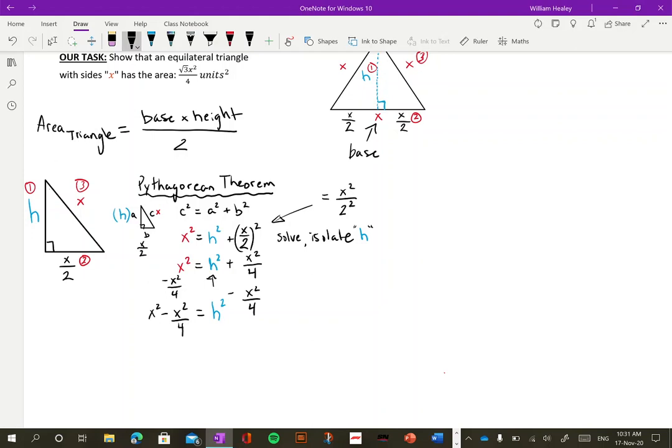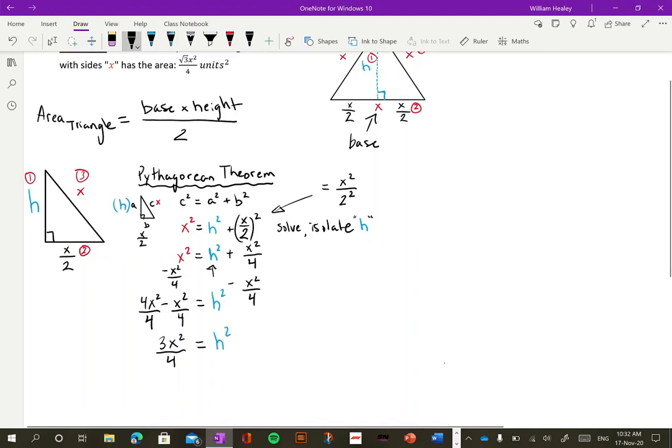x squared minus x squared divided by 4. In order to subtract fractions, we need to make them the same denominator. So this is the same as 4x squared over 4. When we subtract, we end up getting 4x squared minus 1x squared. That's 3x squared divided by 4. And that's going to be equal to h squared.